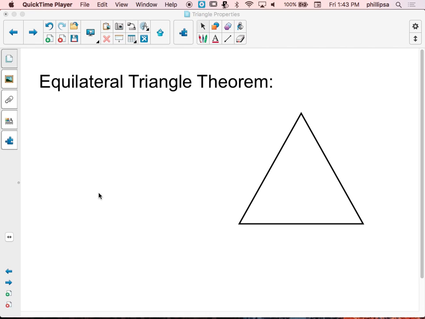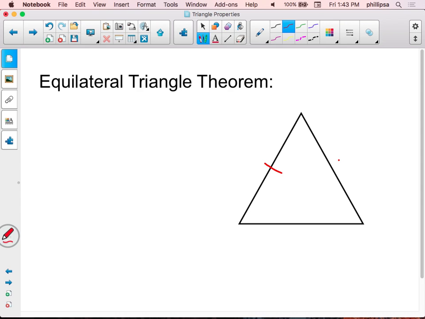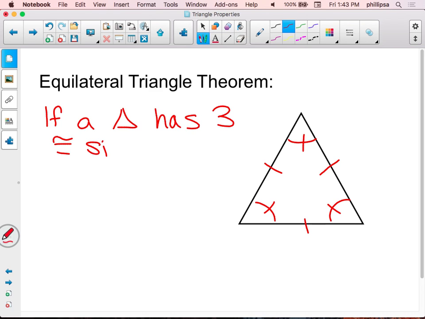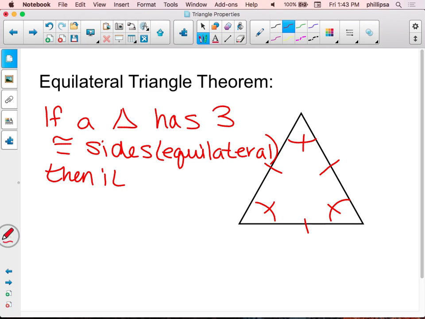Now I'm going to write this as an if-then statement because that's how we've been writing our theorems so far. Equilateral, equiangular. If a triangle has three congruent sides, then it has three congruent angles.